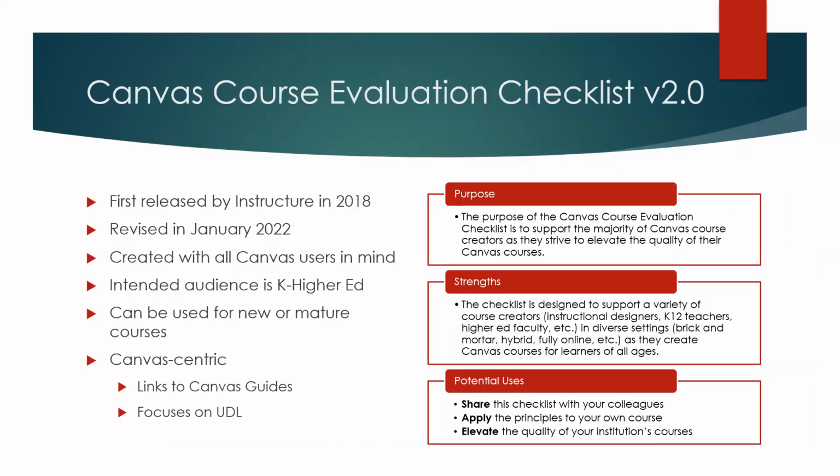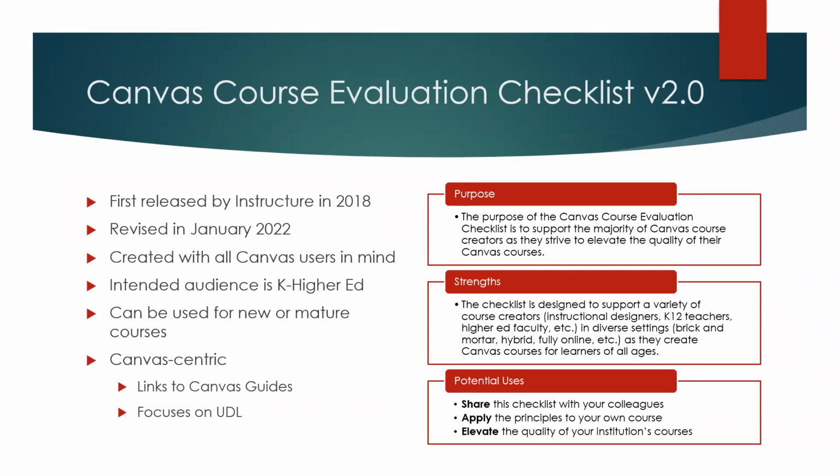So let's learn a little bit about the checklist that we're going to be using for this series. Instructure, who is actually the creator of Canvas, first released the first version of the checklist in 2018, and they just revised it this year in January. When they created the checklist, it was created with all Canvas users in mind, and it was intended for audiences K through higher ed. So when they made this checklist, they wanted anybody to be able to use it.